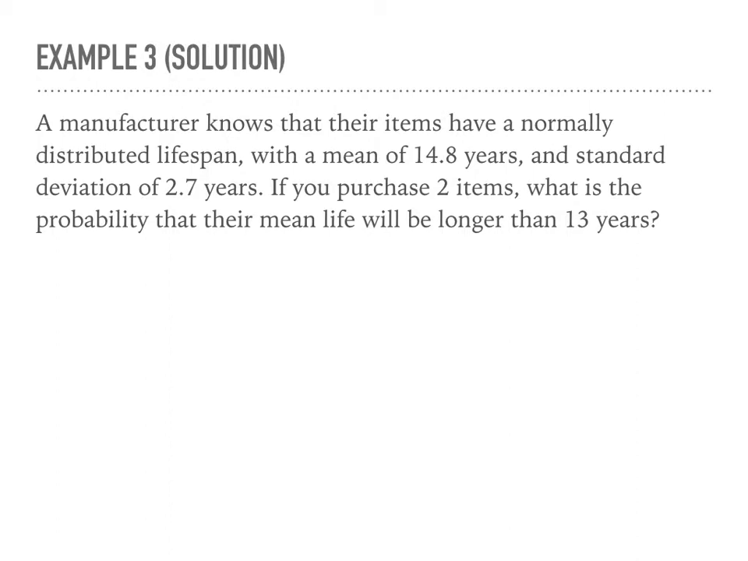In example 3, we have a manufacturer that knows their items have a normally distributed lifespan with a mean of 14.8 years and a standard deviation of 2.7 years. If you purchase 2 items, what is the probability that their mean life will be longer than 13 years? Again, we know that the items are normally distributed. So even though we have a small sample size, we know that the sample mean is going to be approximately normally distributed with a mean of 14.8 years, standard deviation of 2.7 years divided by the square root of 2.